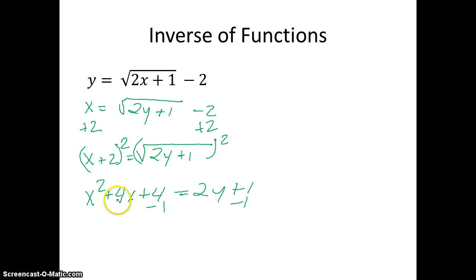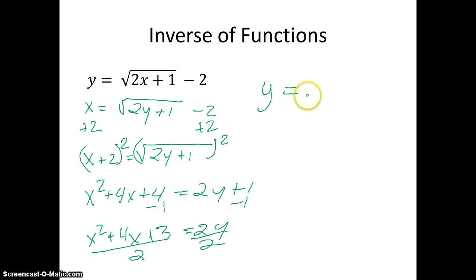And I have x squared plus 4x plus 3 equals 2y. And my last step is to divide everything by 2. So I will leave it in the form y equals x squared plus 4x plus 3, all divided by 2. Alright, so let's check this to make sure that this really does work out.